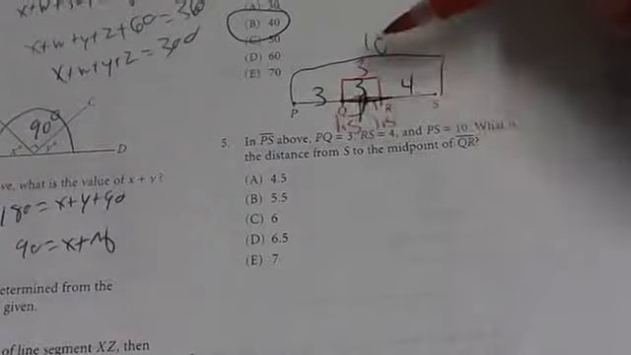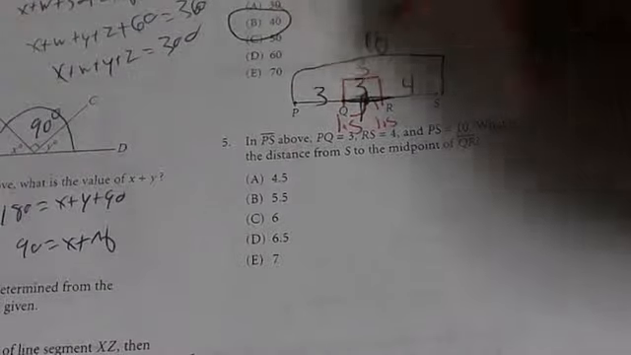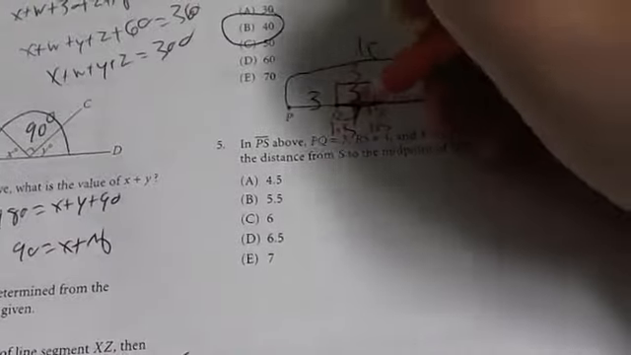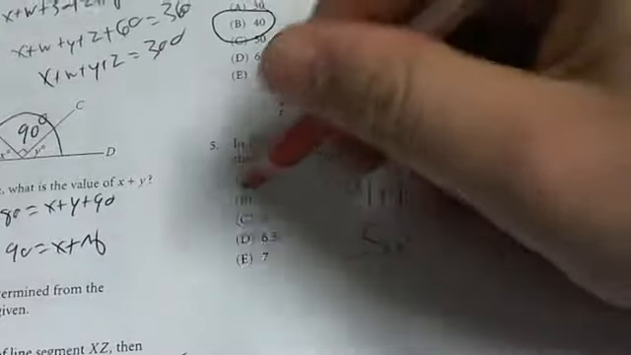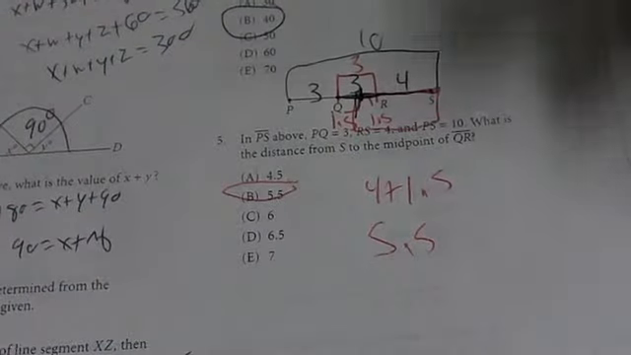So the distance from S to the midpoint: we know this part is 4, so we should worry about this part. So it's going to be 4 plus 1.5. So the answer is 5.5. The answer is B.